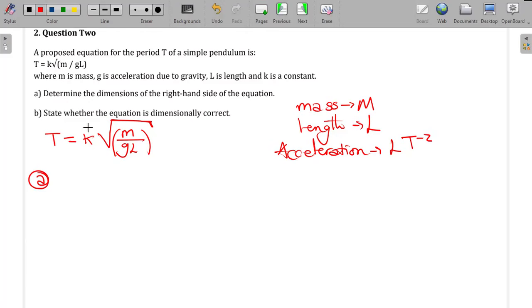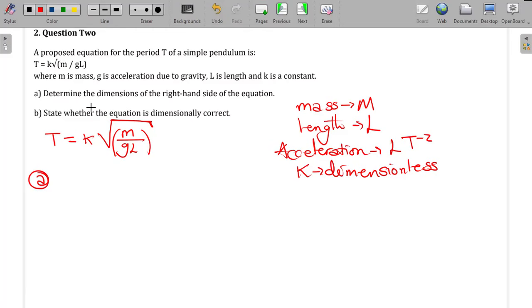Whilst they've told us to say k is a constant, and if it's a constant, we know to say it's dimensionless. So we're going to ignore it in this particular case. Dimensionless. I hope I've written the correct English. Yeah, this is physics. We don't care about English anyway.